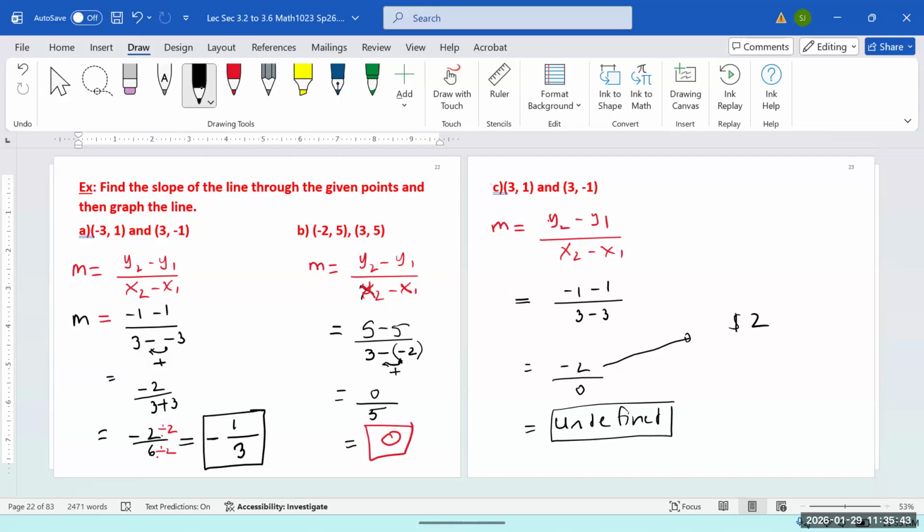Not slope equals to 0 undefined. When slope is 0, it means you have a horizontal line. Horizontal line means you are walking from left side to the right side without moving up or down. But when slope is undefined, it means you are not moving from left to right. So which direction you are moving? Only up and down.